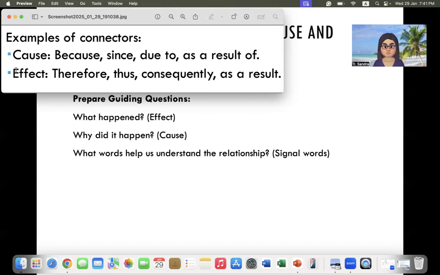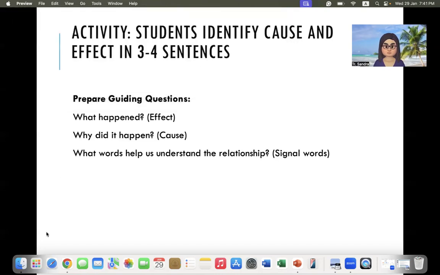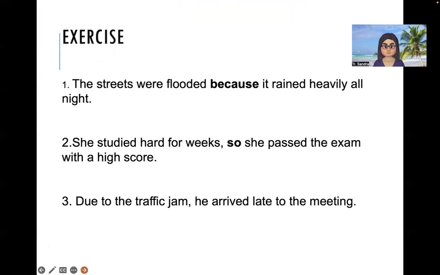So now we move to another one. Shall we do some exercises here? The streets were flooded because it rained heavily overnight. What is the cause and what is the effect?